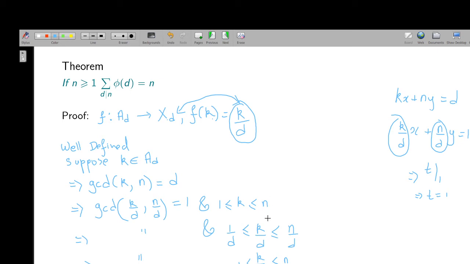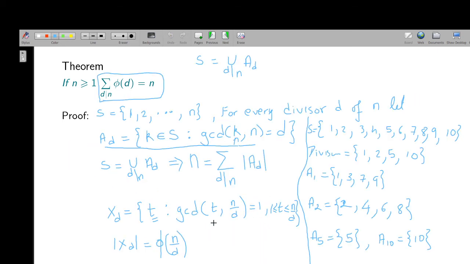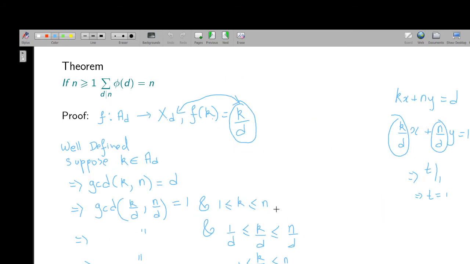What is Xd? You can see again, it is the set of all those points which are relatively prime to n by d and less than n by d. So this tells us that the function is well defined. The only other two things which I need to prove is that this function is 1-1 and onto, which is very simple.